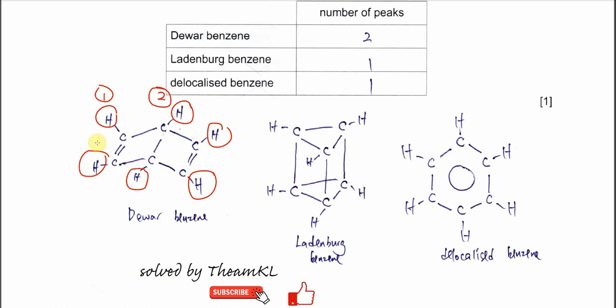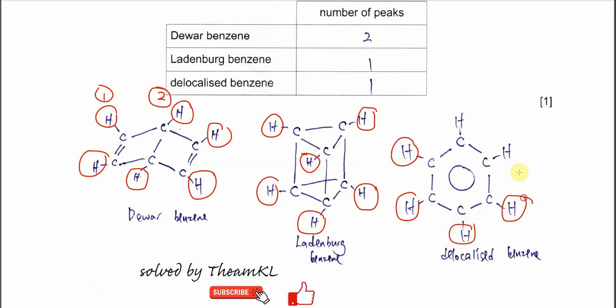For the Ladenburg benzene, as you can see here, all these protons are equivalent, you see, right? So they have the same chemical environment, and they will produce 1 peak only. Okay, for this delocalized benzene, it's easier to see. All these 6 protons in this delocalized benzene also have the same chemical environment, so it will produce 1 peak. Okay, for these protons in the benzene. So this is the answer.